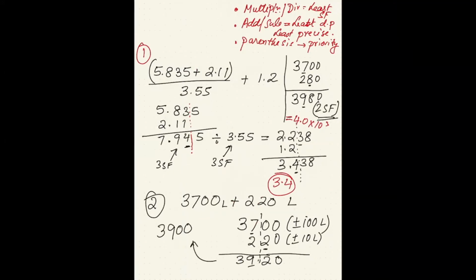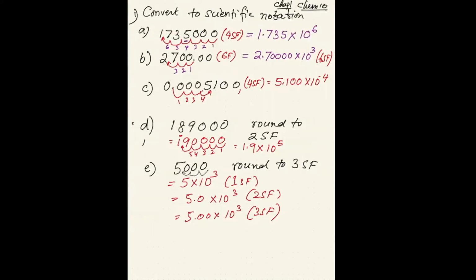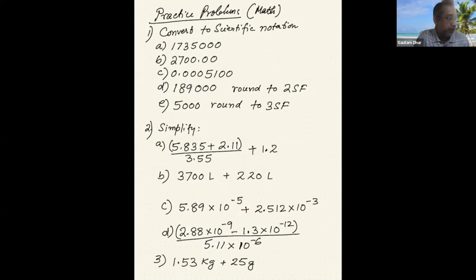So this is the addition problem. You do the parenthesis first in A, and when you do the addition, you keep to how many decimal places? You keep to 2 decimal places, because 2.11 has 2 decimal places. So when you add or subtract, you keep to the least number of decimal places.